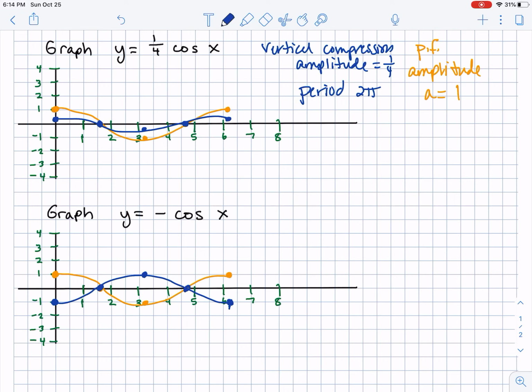I think that about covers our vertical stretches and compressions. That's where you're multiplying the y values by whatever that amplitude is, and then reflections is when you're reflecting it over the x-axis.